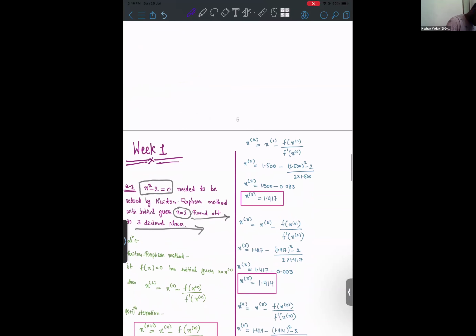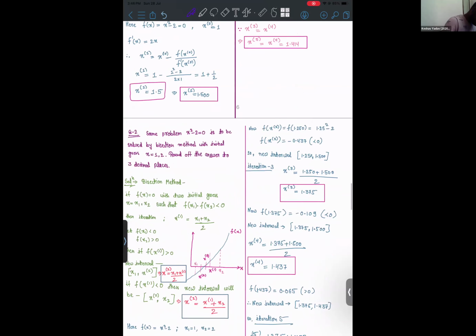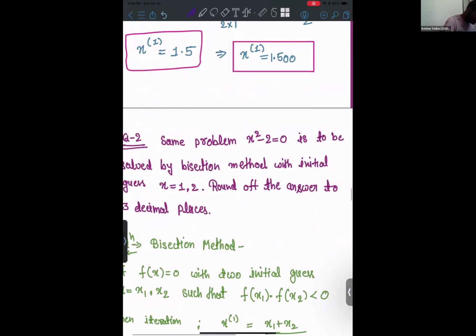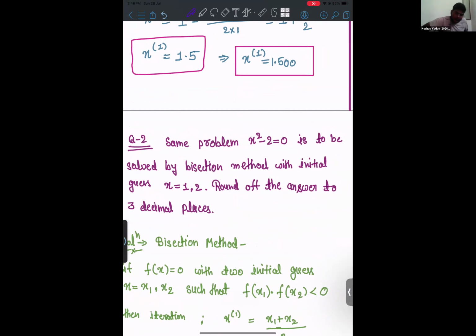So one problem we have seen. Now we will try to solve the same problem using the bisection method. The same problem, x square minus 2 equal to 0. This is a polynomial equation whose root we want to find, and we will solve it using the bisection method with initial guesses 1 and 2. We need to make sure that we round off our answer to the required decimal place.